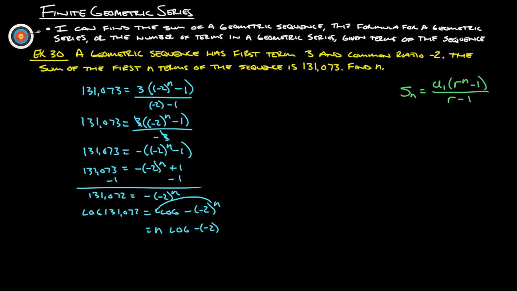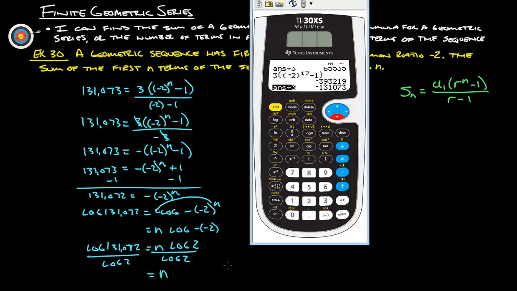Before we couldn't distribute this negative to the -2 because we had the power in there first, but now that it's gone, now we can just, the double negative, it's going to turn into our log 2, right? And we've got log 131,072. So divide both sides by log 2, and we'll get what our n is.